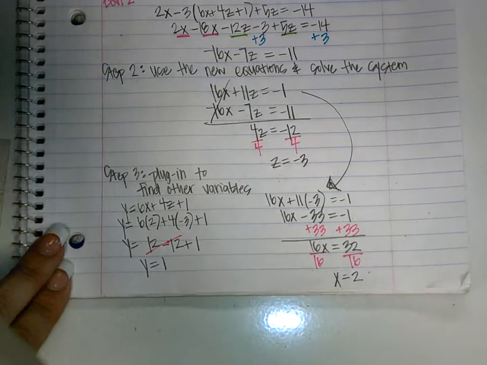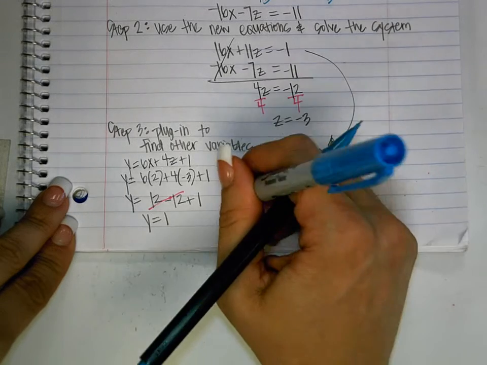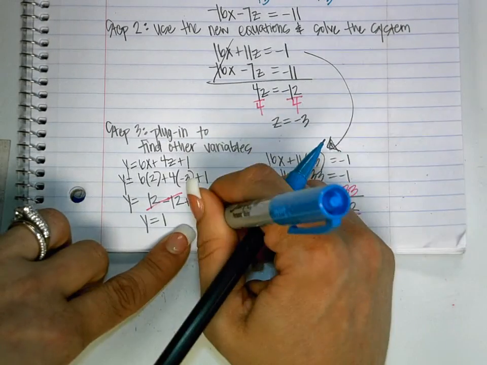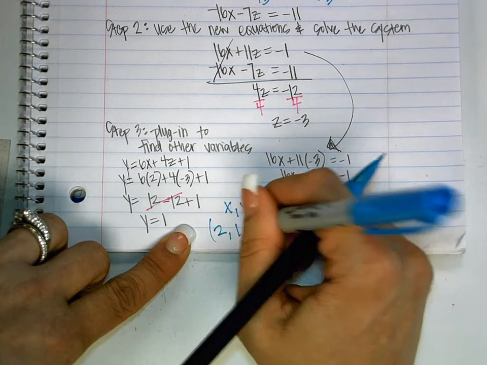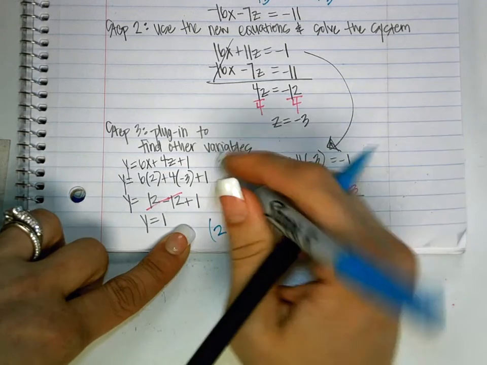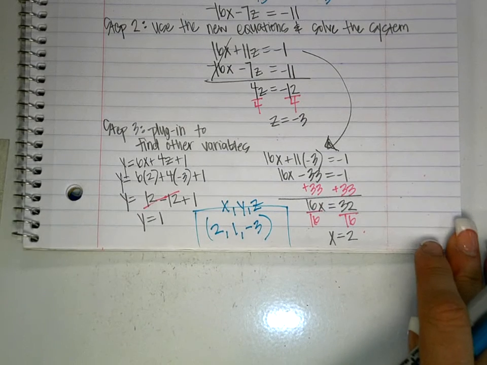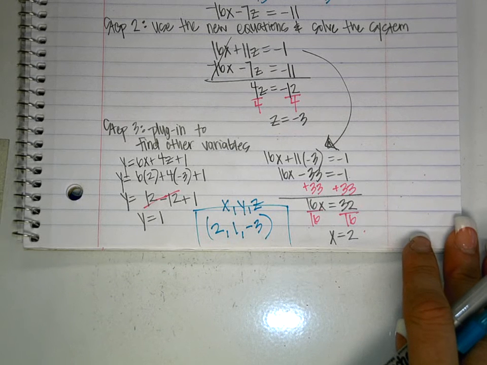And our answer, again, I want you to write it as an ordered triplet. It always has to go in alphabetical order, so in this case it's x, y, z order. So your x was 2, y is 1, z is negative 3. And that's our answer. So hopefully you can see there's 2 different ways I could have done that problem and you could still get the same answer. Addition method or substitution method will work on these.